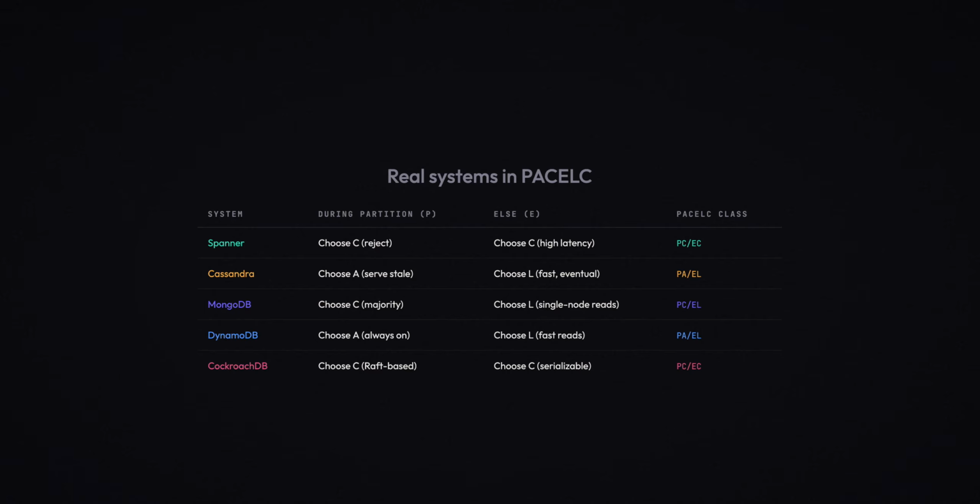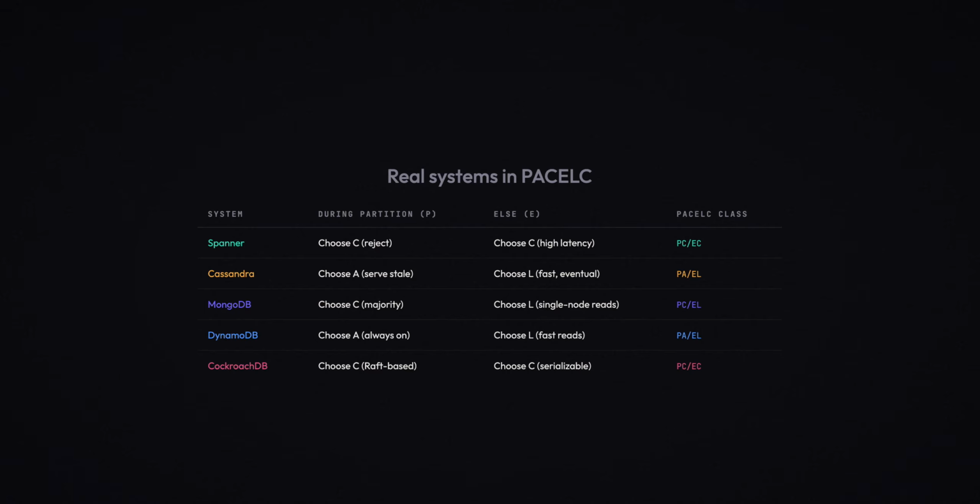MongoDB, PC/EL. During a partition, it chooses consistency with majority reads, but during normal operation, it can read from secondaries for speed, trading consistency for latency. DynamoDB, PA/EL. Always available, always fast, eventually consistent. CockroachDB, PC/EC. Like Spanner, it always chooses consistency, both during and after partitions. This gives you a much richer picture than the simple CAP triangle.